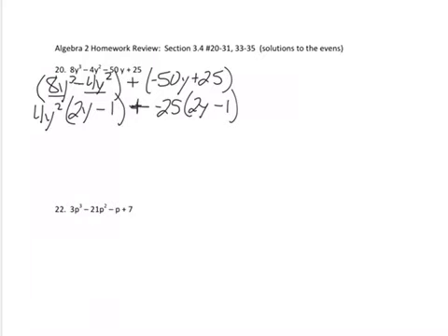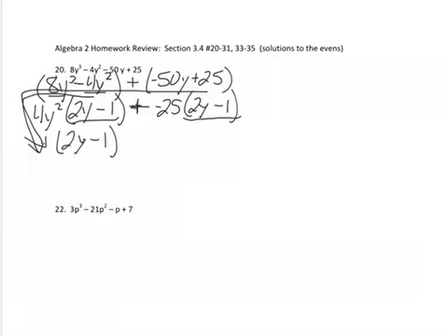Now this is where the magic happens, because what's inside the grouping symbol there, 2y minus 1, is identical in both terms. So that's now a new common factor that is going to get undistributed or factored out. So that 2y minus 1 comes out. So what's left behind in the first term is this 4y squared. What's left in the second term is the minus 25. So that's factoring by grouping.